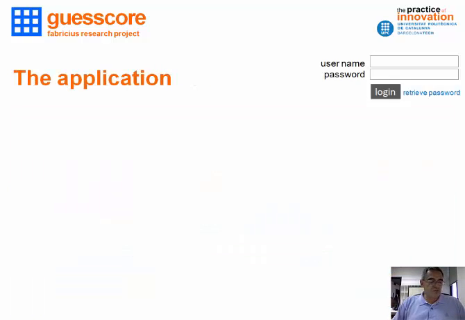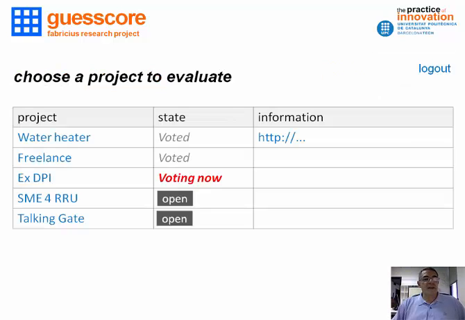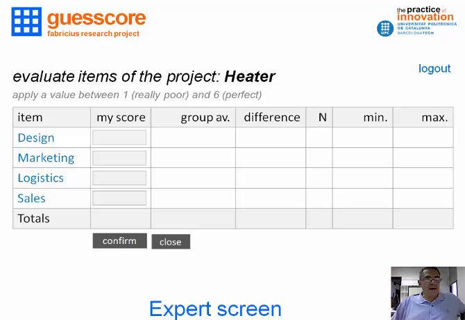Just a few screens to show how the application works. Each student enters with a login, with name and password, and then they have to select one of the projects. This screen is just at the moment of the class that we were quoting, the third example. And this is the screen of the expert or the professor. The screen of the student is very similar.